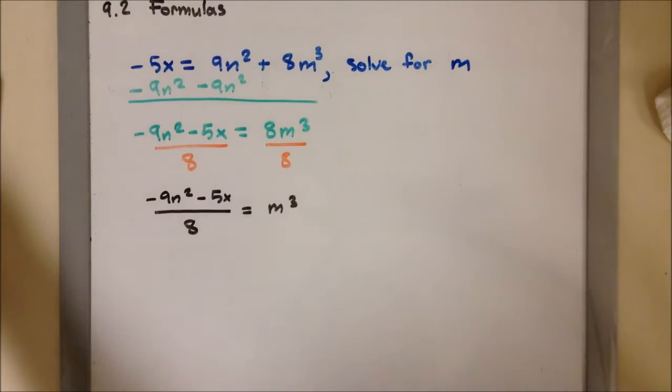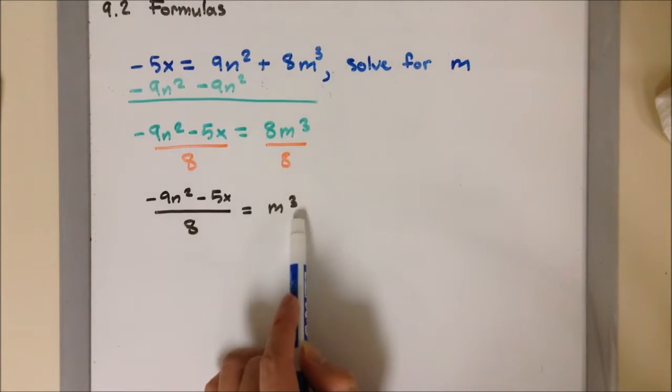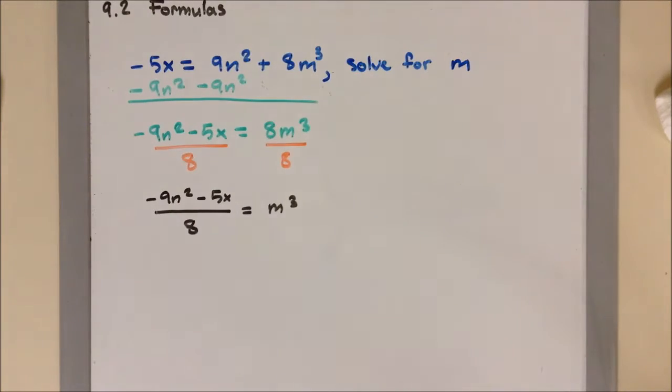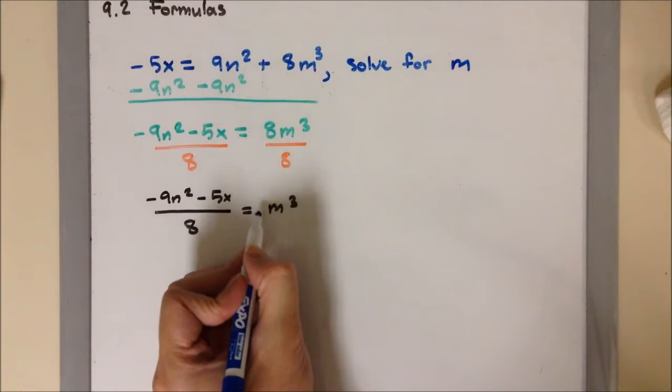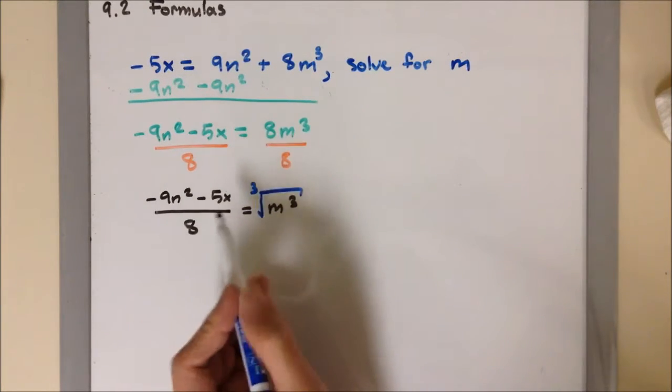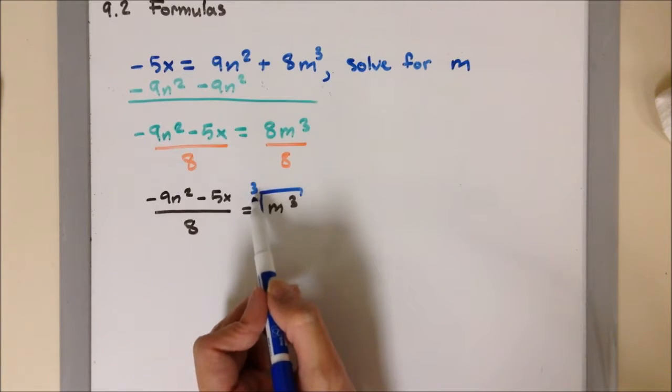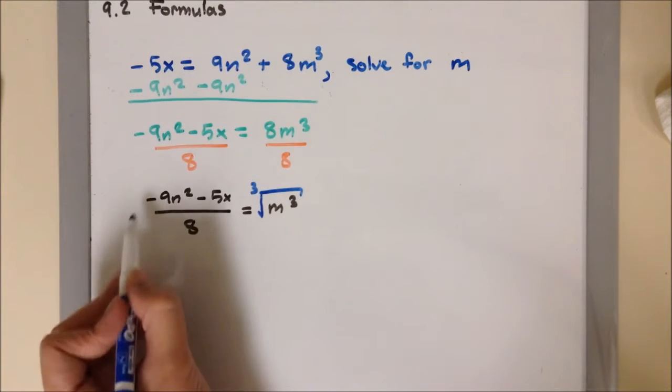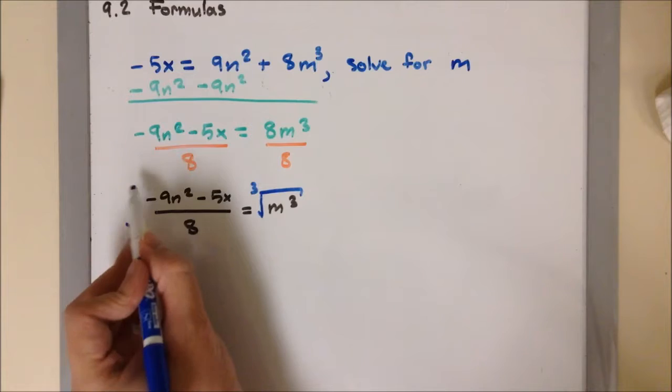Now, on the right side, it's m to the third power, or m cubed. The opposite of that, since it has an exponent to the third power, and you want to get m by itself, is cube root. Cube root is when it has the 3 on the outside, like this. So I'm going to cube root also on the left side.